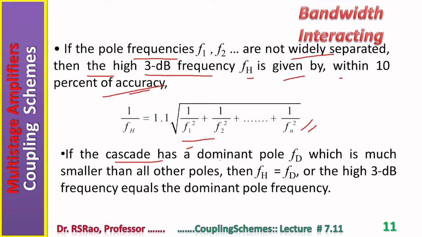If the cascade has a dominant pole Fd, which is much smaller than all other poles, then Fh is approximately equal to Fd, or the high 3 dB frequency equals the dominant pole frequency. So these are all approximations. If you want exact, then you have to use the formula given in the previous slide, and all these things are for a multi-stage amplifier design with interacting stages.